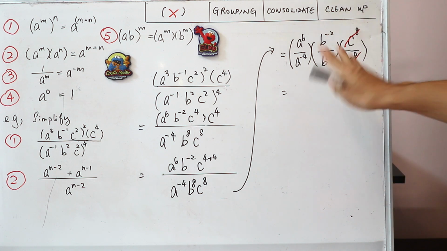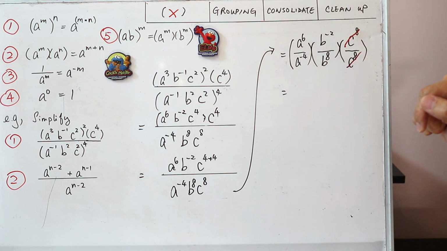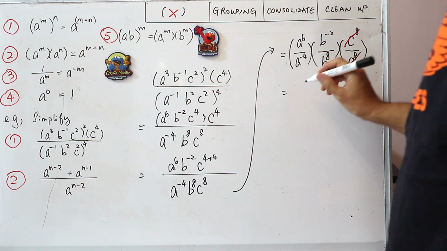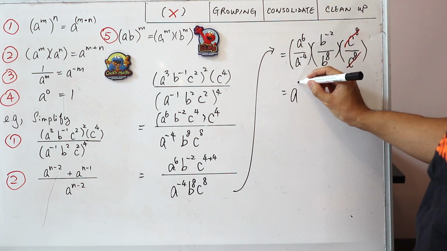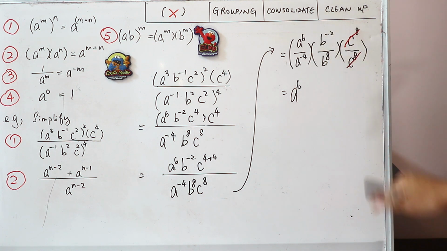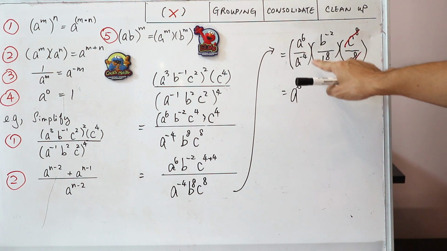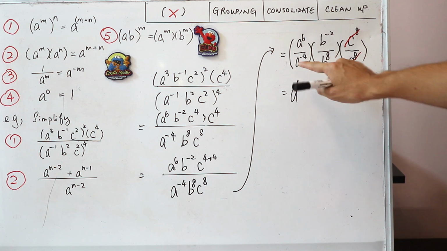Okay? So now we have to do some consolidation. What does it mean? It means we do this. So we're looking at this a here. We have a to the power 6 here. Okay? But we have an a to the power negative 4 in the denominator.